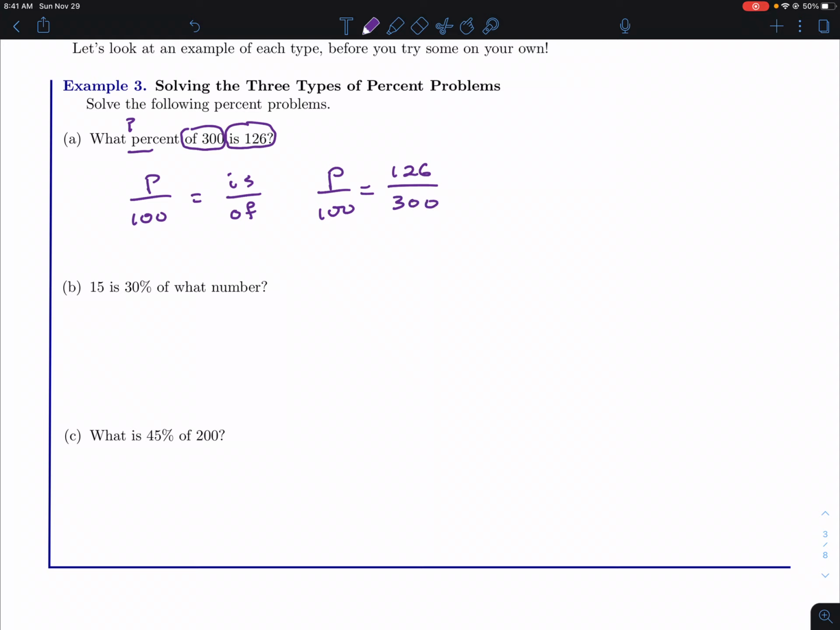And now from here, we're going to solve it just like we did in the last section. So really the only difference is we have to set this up as a word problem, undo the word problem first, and then go from there. So let's cross multiply this. We get 300p equals 12600. And then to solve, we just want to divide both sides by 300.